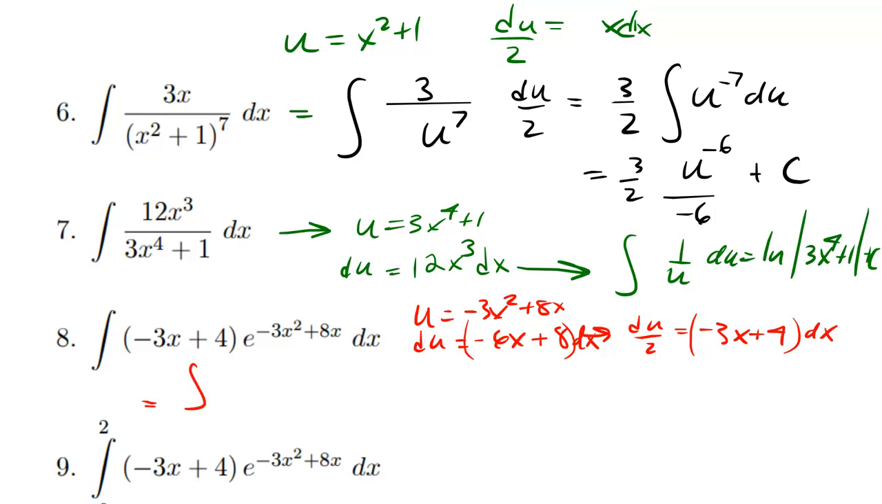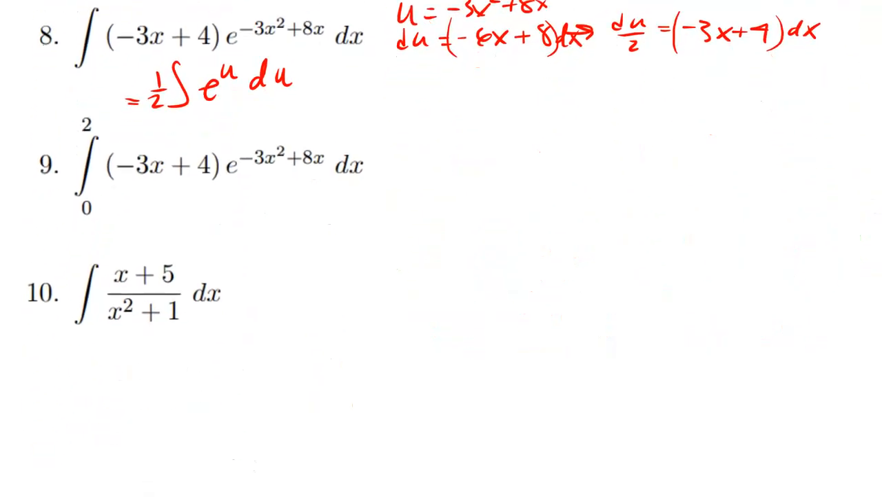So that changes this whole thing into, well, the first part with the dx turns into du over 2. I'm going to put the 1/2 out in front. The du's in here, and it's e to the u. And so it's old hat. Continue from there to get the solution.